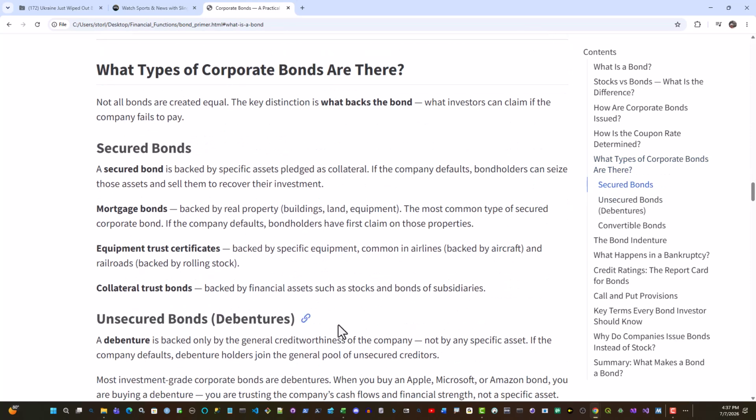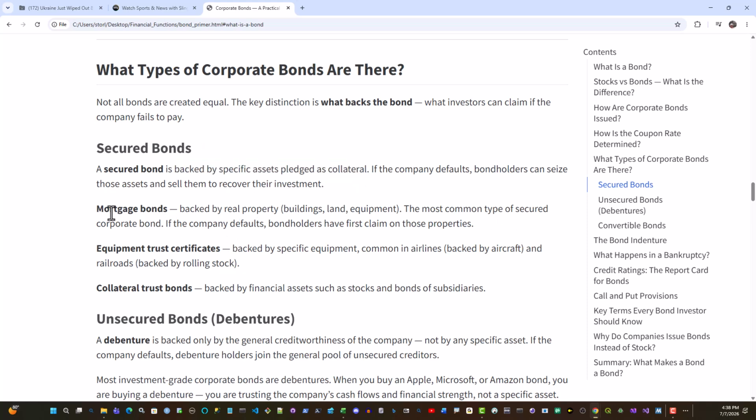All right, so what type of corporate bonds are there? There are secured bonds, there are mortgage bonds, there are equipment trust certificates. So let's look at those. Okay, and there's collateral trust bonds. So a secured bond is backed by specific assets pledged as collateral, much like when you take out a mortgage on your house. Your house is the collateral, right? If you can't pay it, then the bank takes over the house. Here, you can take the company's assets.